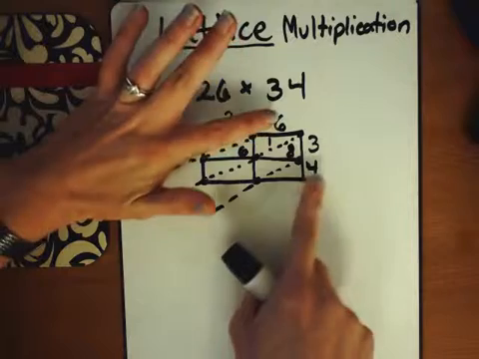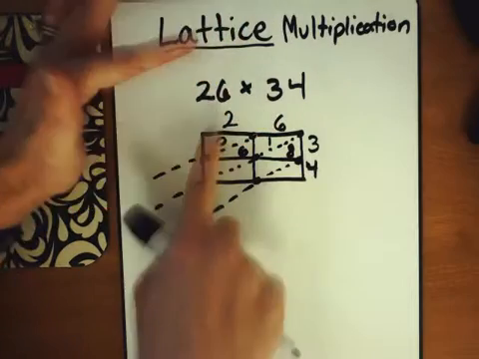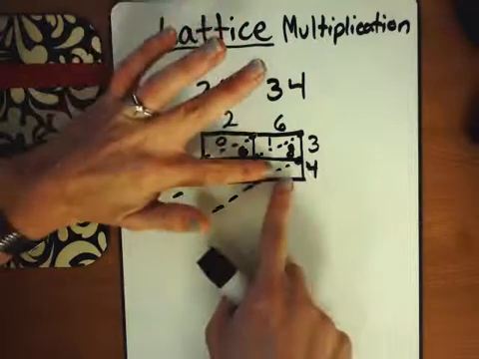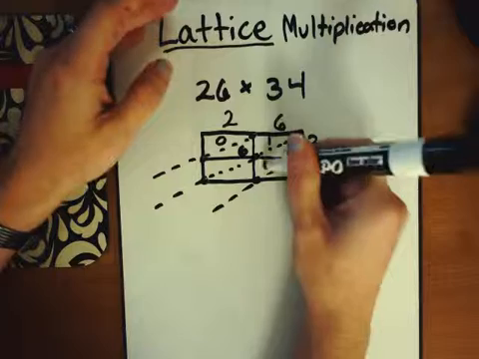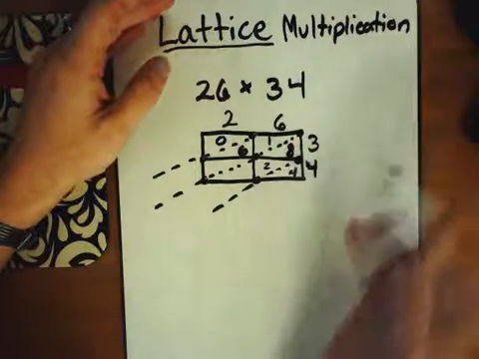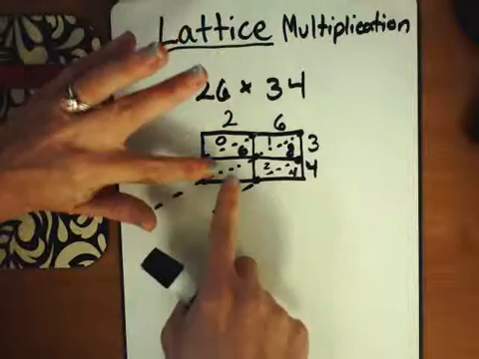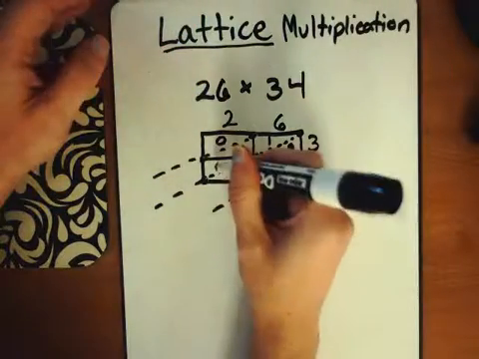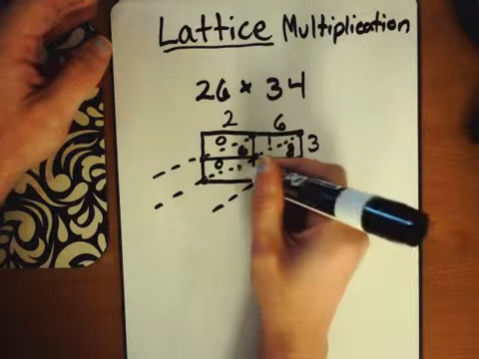Then I have my 4 times my 6, my 4 times my 2. So 6 times 4 is 2 tens and 4 ones, right? And 4 times 2 is 8. So that's 0 tens and 8 ones.